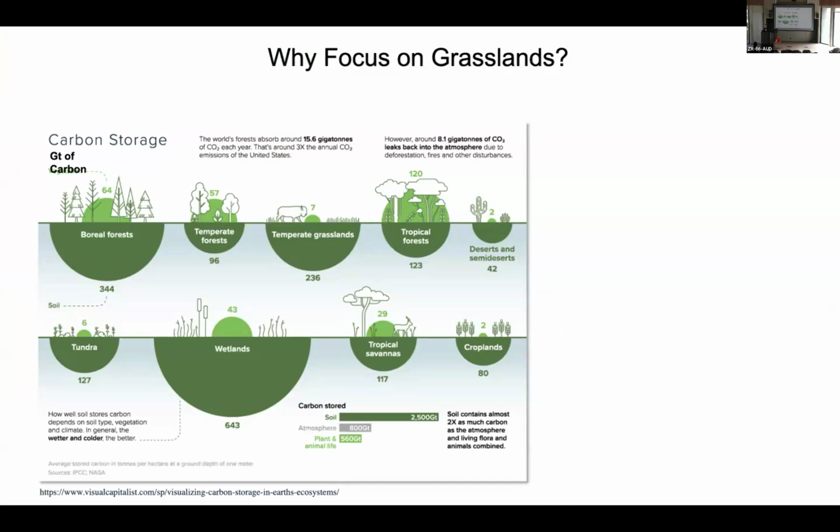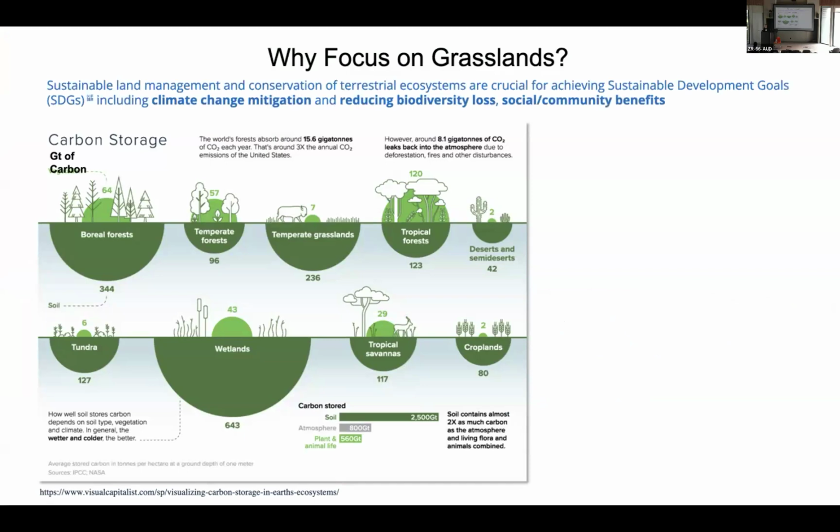I want to start off with why focus on grasslands in particular, as opposed to forests or other ecosystems. I want to highlight in general that sustainable land management and conservation of terrestrial ecosystems are crucial for achieving sustainable development goals, notably climate change mitigation and reducing biodiversity loss. There are also social and community benefits to improving ecosystem function and the services they provide, with carbon storage and sequestration being just one of those.